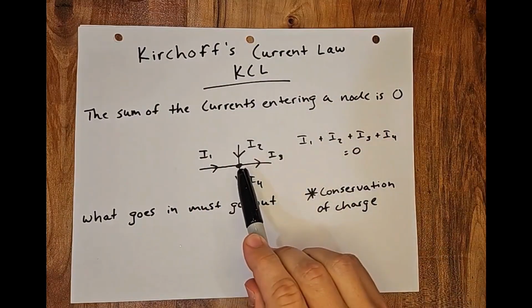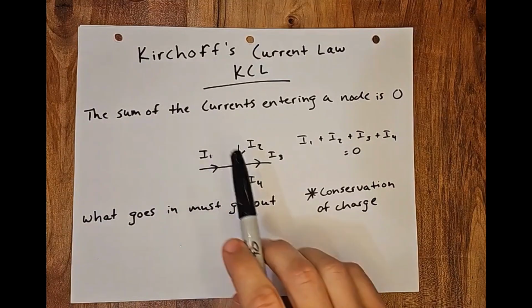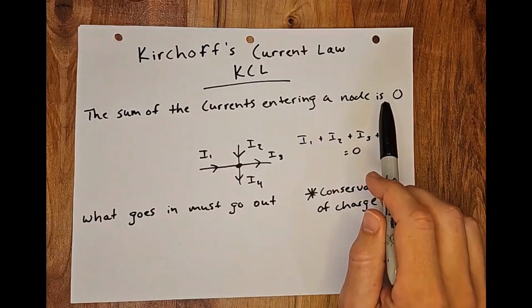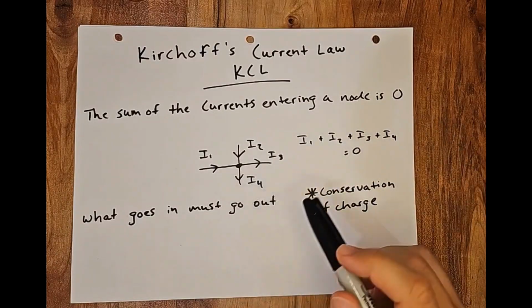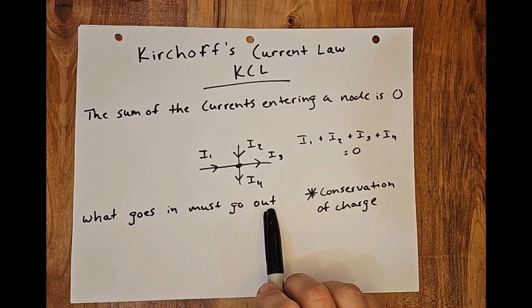Let's say you have some node, that little dot, and we're going to call that our node. If you have multiple wires coming to it, the sum of the currents entering the node has to be zero, which makes it seem a little more complicated than it is. Basically, what goes in must go out.